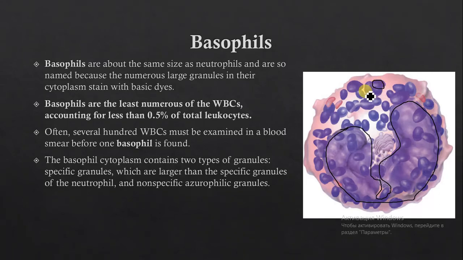The amount of basophils is very little, 0.5%, but we have their relatives inside connective tissue. They are known as mast cells. I hope you discussed it in physiology. The mast cells are responsible for promotion of inflammation. So inside the basophils we have specific granules. They are larger than the specific granules of the neutrophils, and the non-specific azurophilic granules. Once again, azurophilic granules is a term for lysosomes. They are non-specific and they possess no specific color.